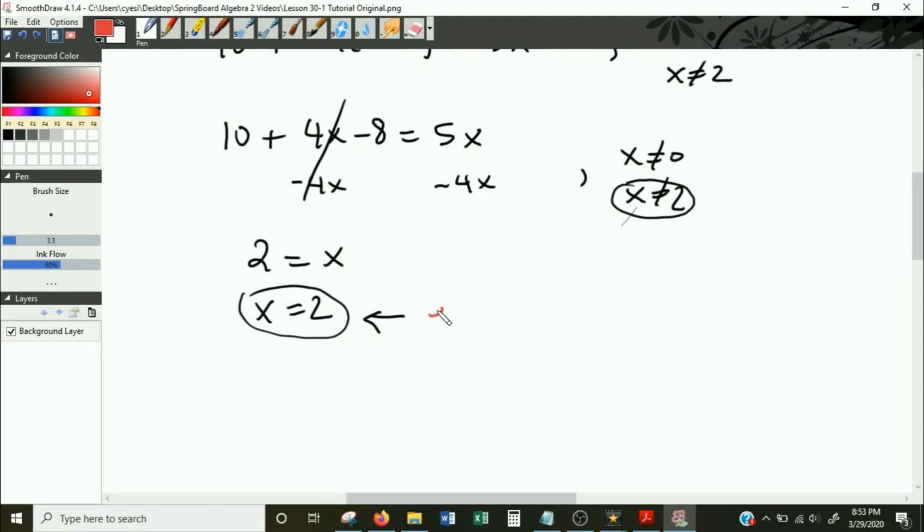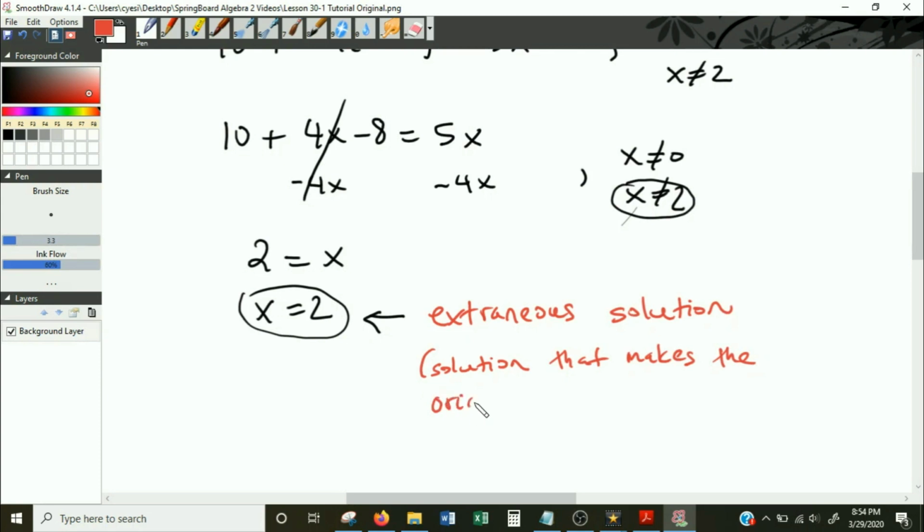And since that is a vocabulary term, I'm going to write it in red. This is an extraneous solution. So it's a solution that makes the original equation undefined, and it's not a real solution. The extraneous solution is not a real solution.